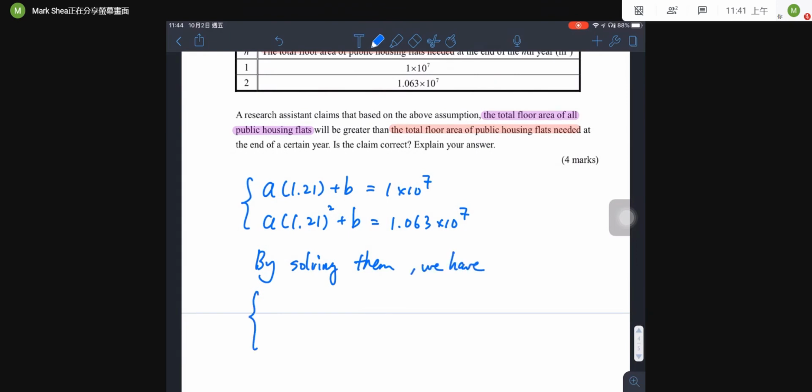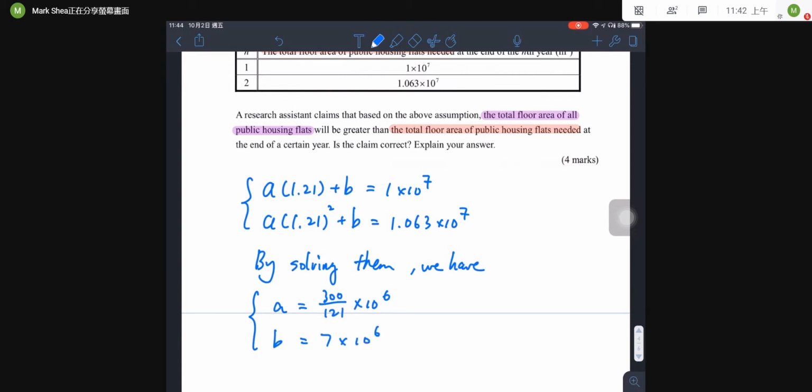By solving them with the calculator, we find A and B. A will be 300 over 121 times 10 to the power 6, and B is 7 times 10 to the power 6.